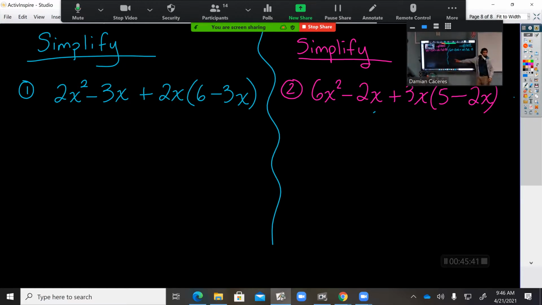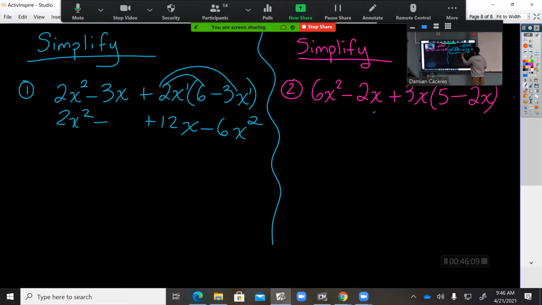On the blue example, you have a parenthesis that tells you first thing is distribute. So we're going to distribute 2x times 6 to get positive 12x, and 2x times negative 3x, which gives you negative 6x to the second power. Why is it a second power? Because when you multiply, the rule is add the exponents. And if you don't see an exponent, there's an imaginary 1 up there. So now we bring down the other two terms, 2x squared minus 3x.